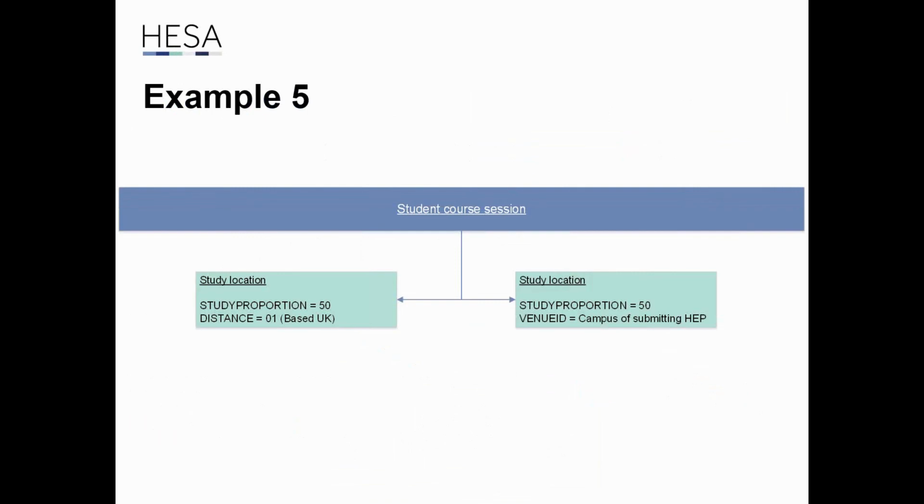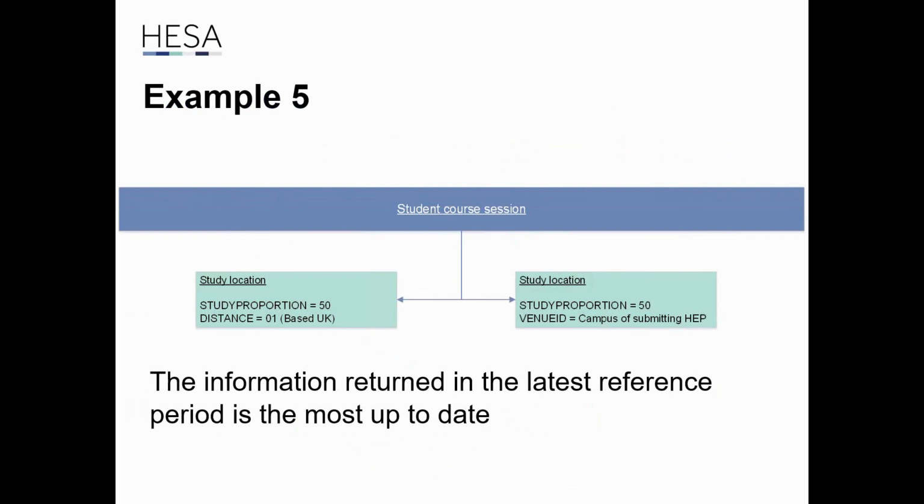So the student course session is returned in the next reference period, but you will change the study location to say that they are 50% at the campus of the provider, and now 50% also doing the distance learning flag 01, which is again based in the UK. So at the point that that decision has been made, that is when you would then update those things. You didn't know it right in the very first reference period you returned it, and that's fine. You just update it when you find this out, when it changes.